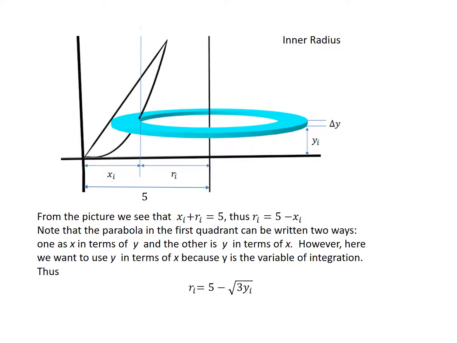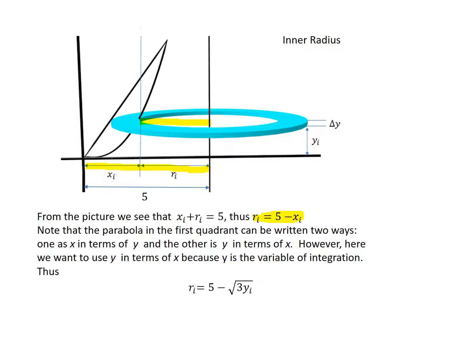So now I consider the inner radius. So I'm going from x equals 5 to the left here to this parabola, y is 1/3 x squared. And I have this down here as well. And just like for capital R, we're going to have our x sub i plus our r sub i is 5. So my r sub i is 5 minus x sub i.